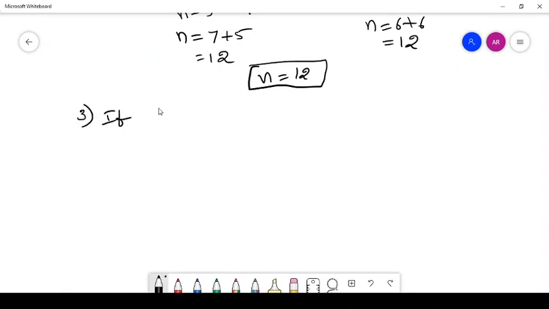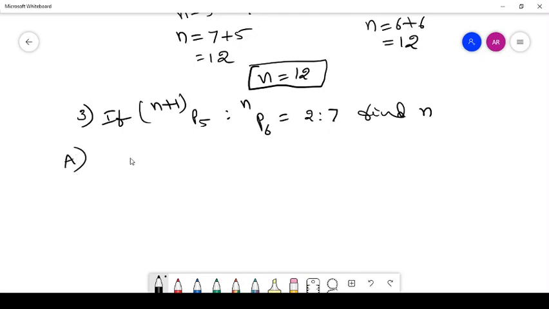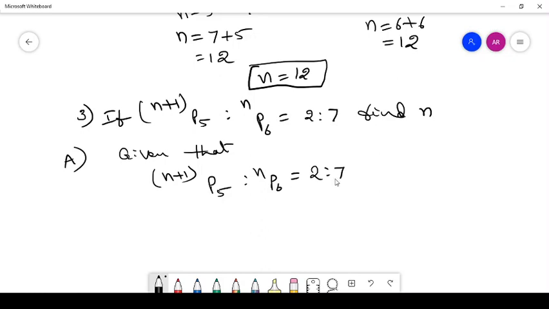If (n plus 1)P5 : nP6 is equal to 2:7, find n. If (n plus 1)P5 : nP6 is equal to 2:7, find n. Solution. Given that (n plus 1)P5 : nP6 is equal to 2:7. This can be written as (n plus 1)P5 over nP6.